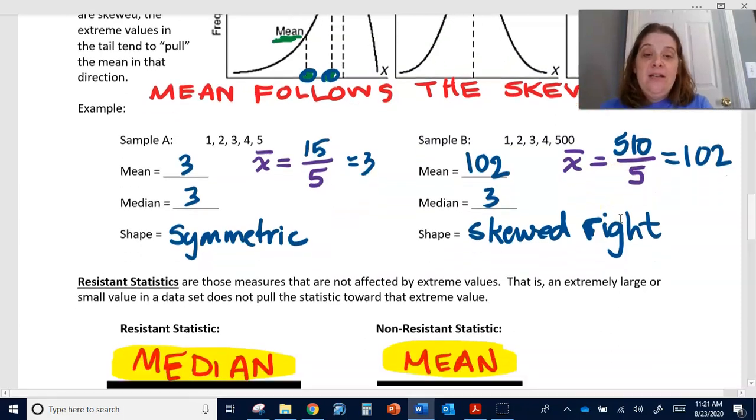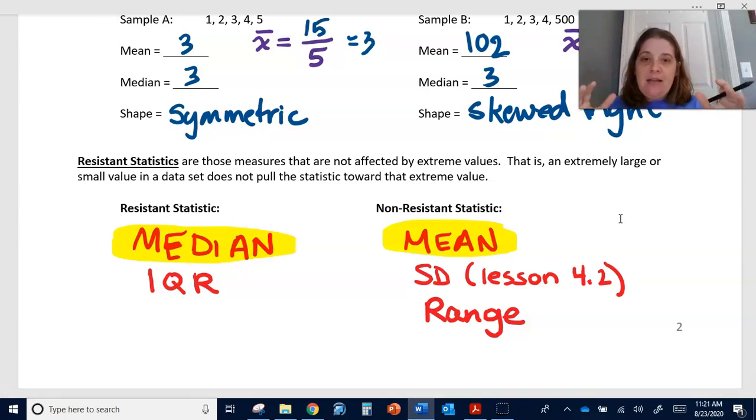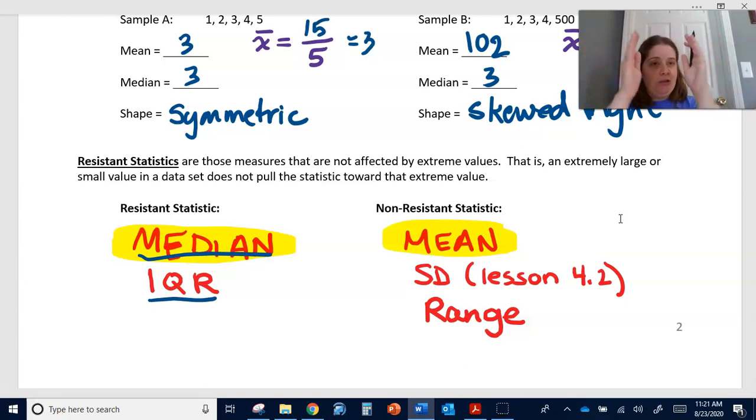Now, resistant statistics are ones that are not affected by extreme values. If you add an extremely large or an extremely small data value into your data set, it's not going to change that statistic. Things like the median and interquartile range are literally just focused on those center values. If you make a change on one end or the other of the data, it really doesn't change the position of those center values very much.